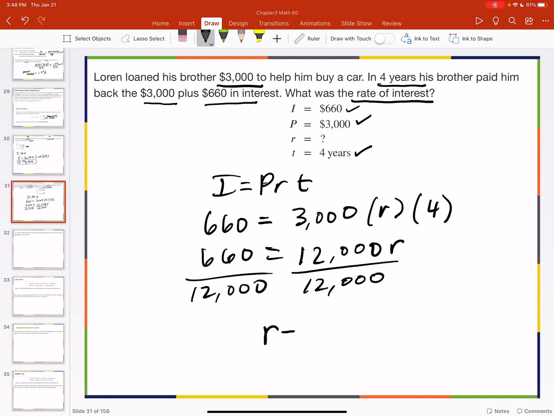and we get R is equal to what? 660 divided by 12,000. And that's 0.055, but as a percentage, that's going to be 5.5%.